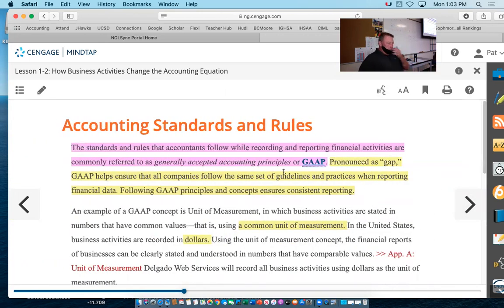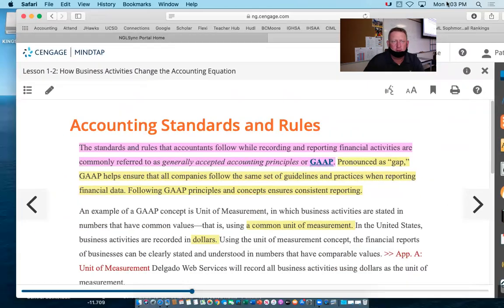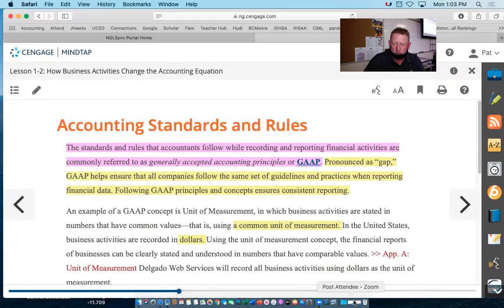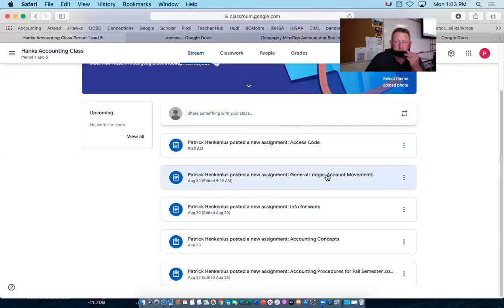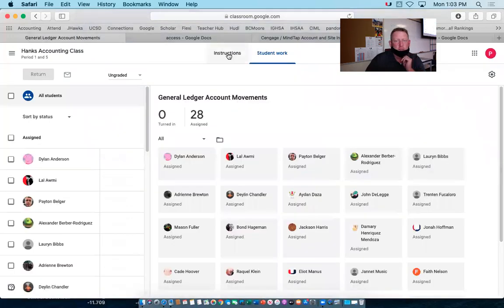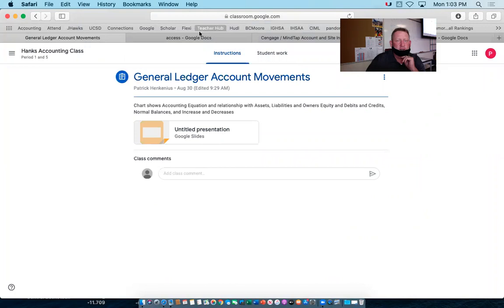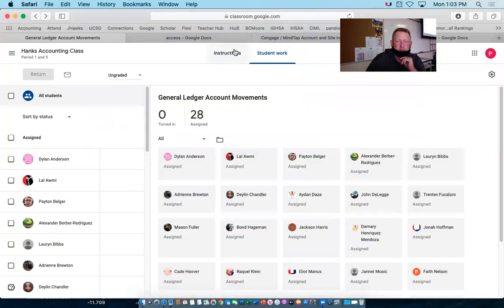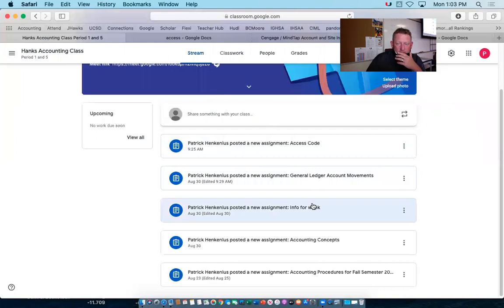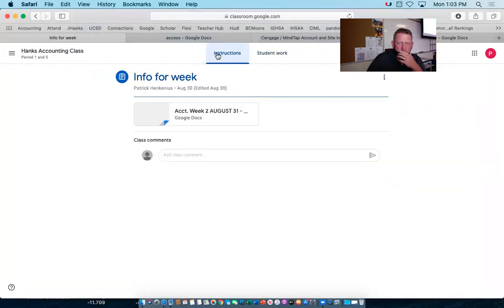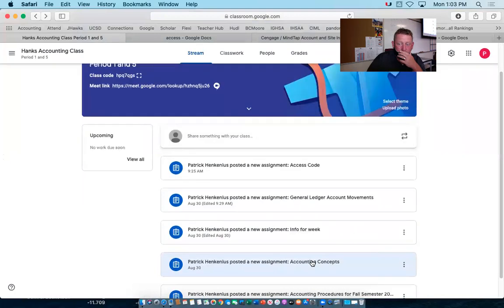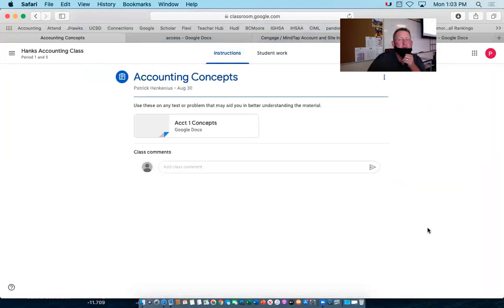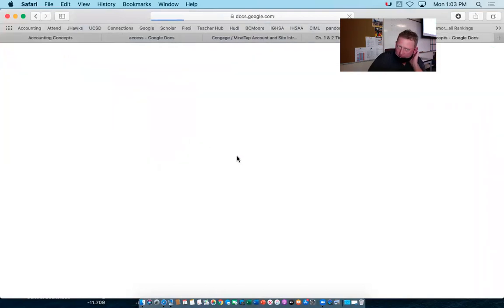All right, we get back into it. One of the things I wanted to show you in our class, this general account movements, oh yeah, I had to put it in here. I'll show you that in a minute, I guess. Info for the week. Somewhere there are accounting concepts. Here we go. Accounting concepts I typed out for you.